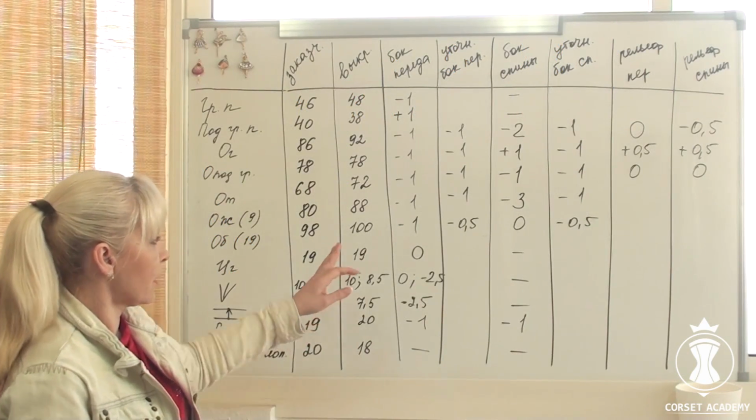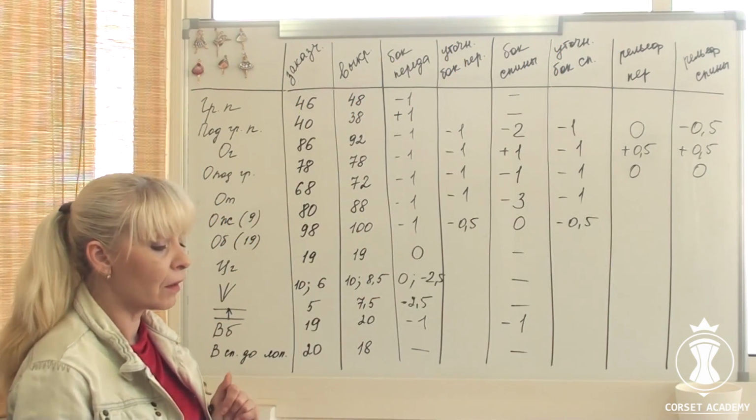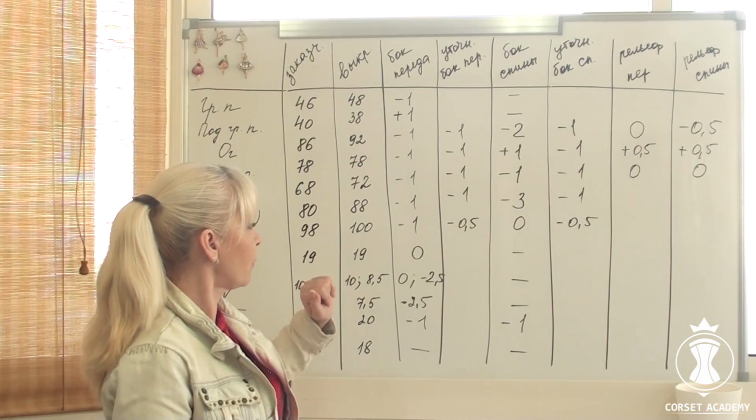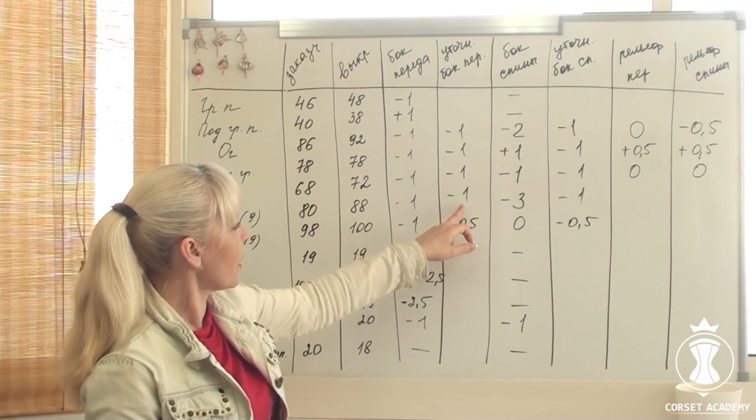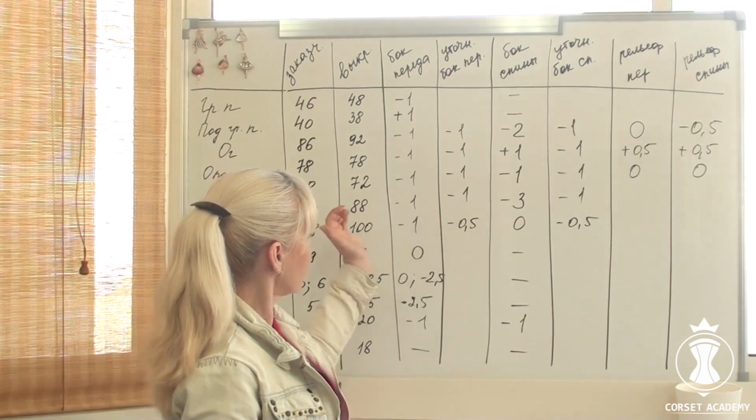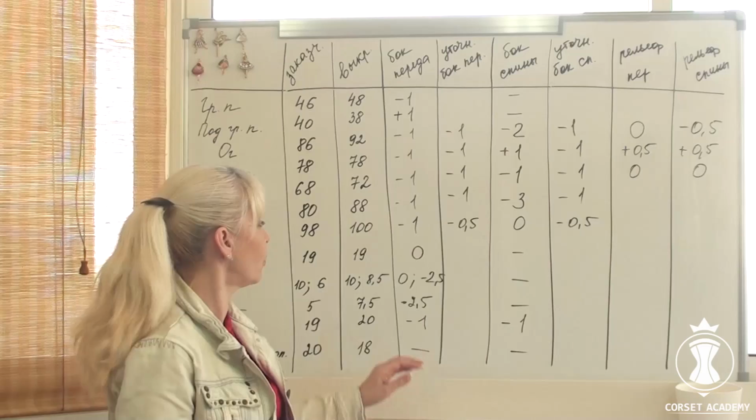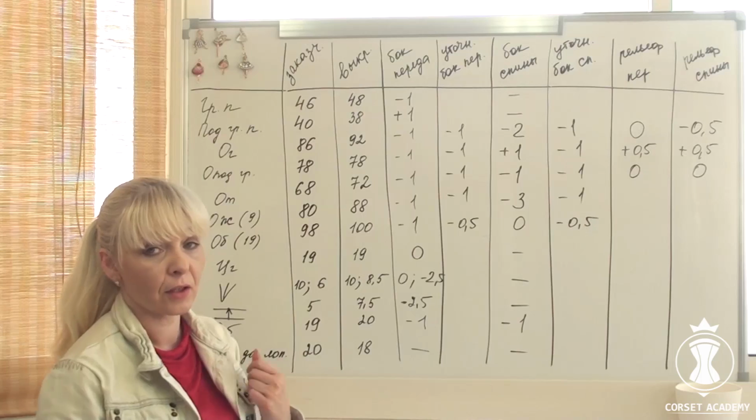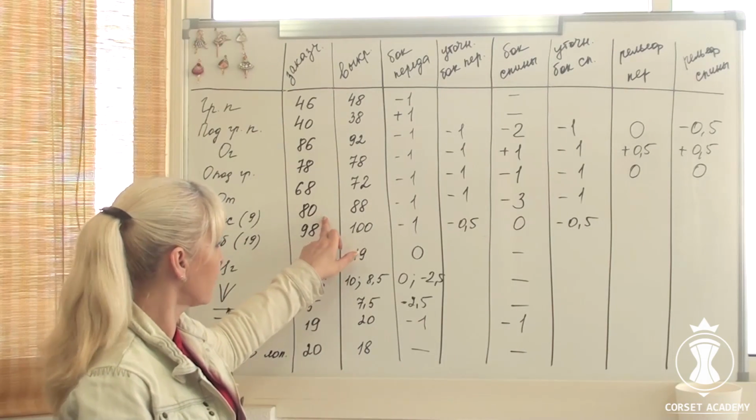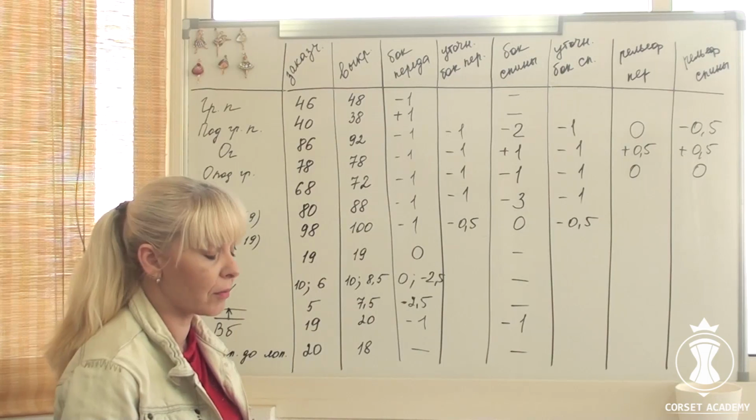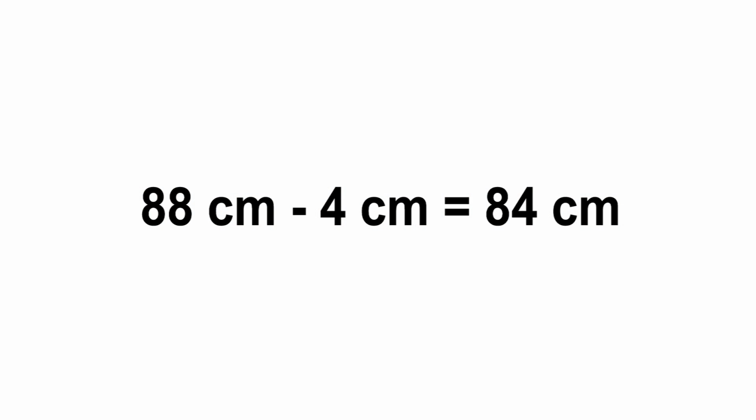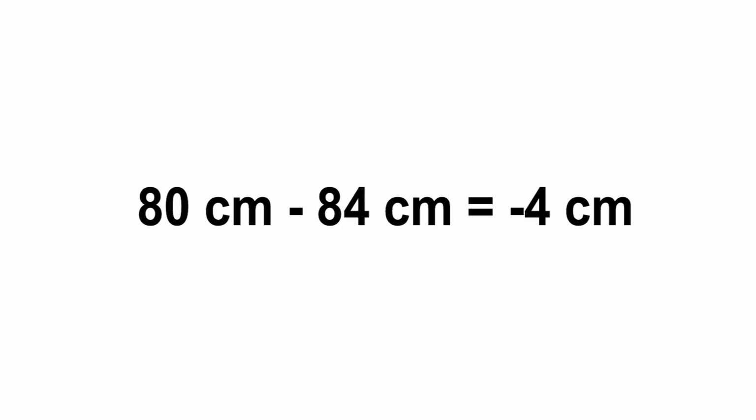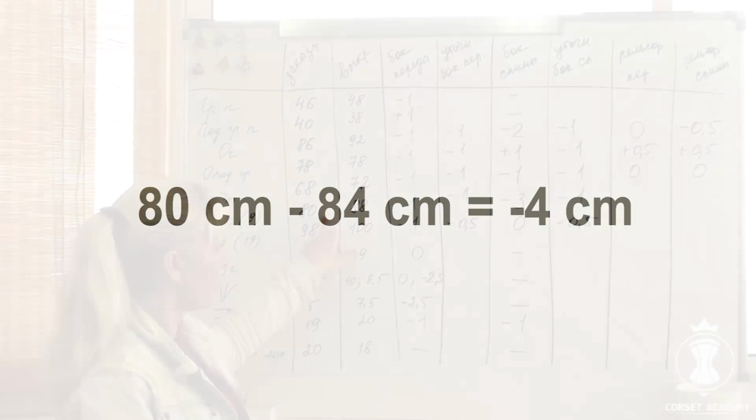Let's move to the stomach line. My client's measurement is 80 centimeters, and it is 88 centimeters on the pattern. Again, the standard pattern has been adjusted down by a total of 4 centimeters. The front side seam line has been shifted 1 centimeter inwards from either side, 2 centimeters total. And the same thing has been done to the back side seam line. 88 centimeters minus 4 centimeters equals 84 centimeters. 80 centimeters minus 84 centimeters equals negative 4 centimeters.